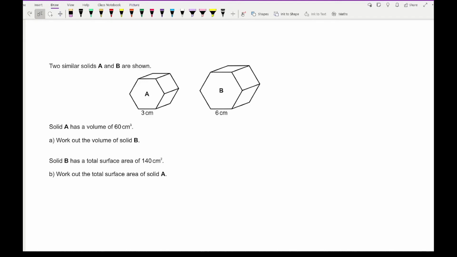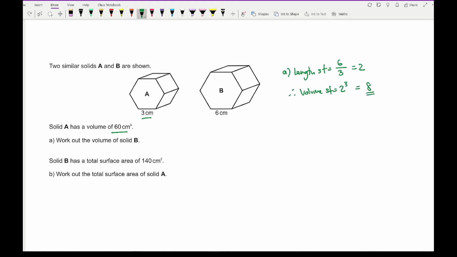In this particular question it says that two similar solids A and B are shown. Solid A has a volume of 60 centimetre cubed, and the first question is asking us to work out the volume of B. So with question A, we need to work out what the volume scale factor is. Here the length scale factor is 6/3, that's 2, so the volume scale factor is going to be 2 cubed, which is 8.